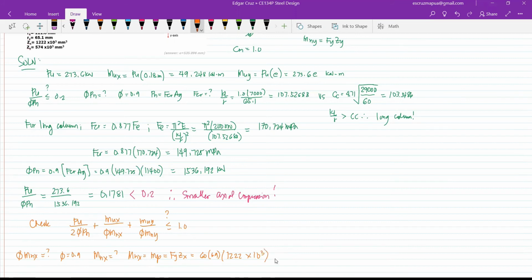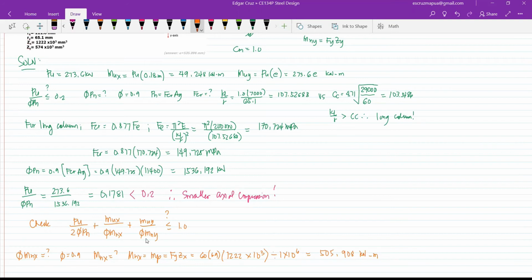Okay, so divide na lang natin siya ng 1 times 10 to the 6 para siya maging kilonewton meter. Okay, so that would give us 505.908. That's already kilonewton meter. Okay?